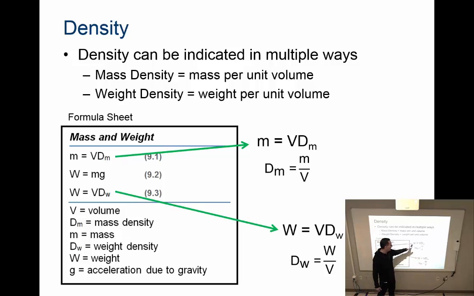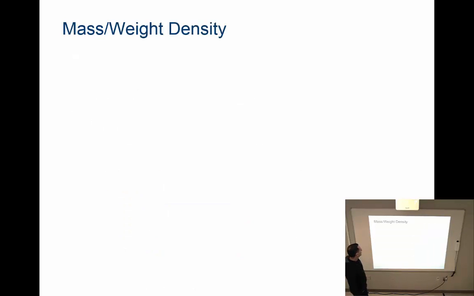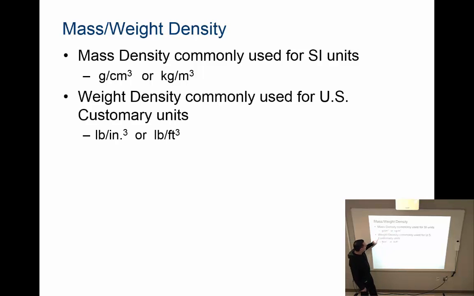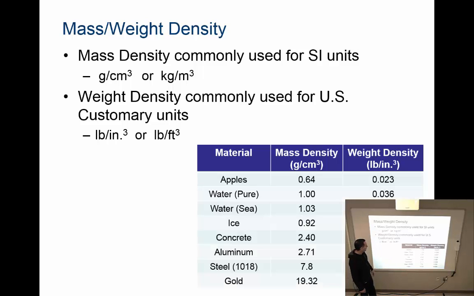So if I'm given mass and volume, I can determine density. If I'm given volume and density, then I can figure out what the weight for that object would be. The types of units that we would use depend on the system. In the SI, it's going to be grams per centimeter cubed or kilograms per meter cubed, and in the US customary, pounds per inch cubed or pounds per foot cubed.